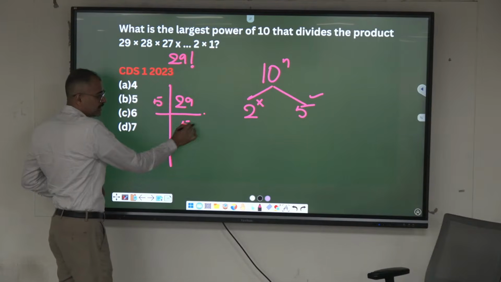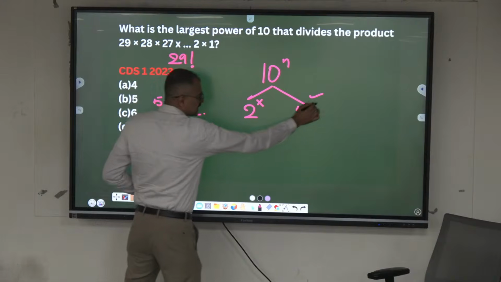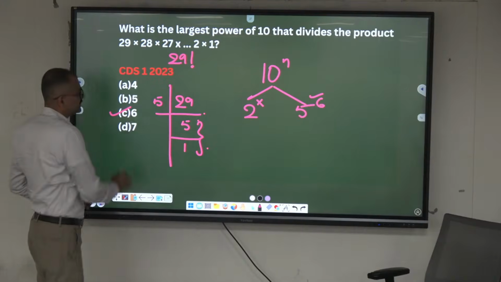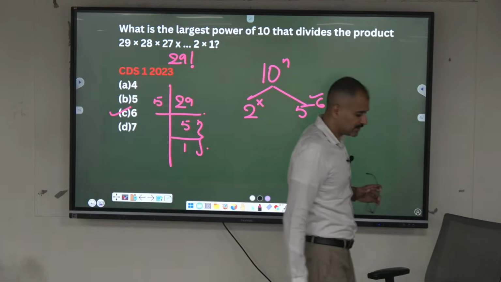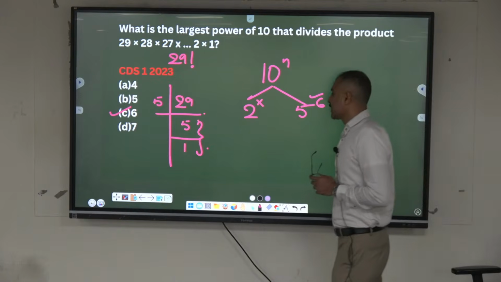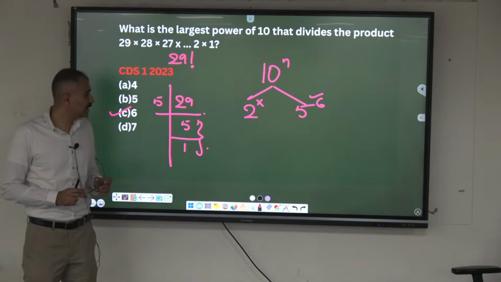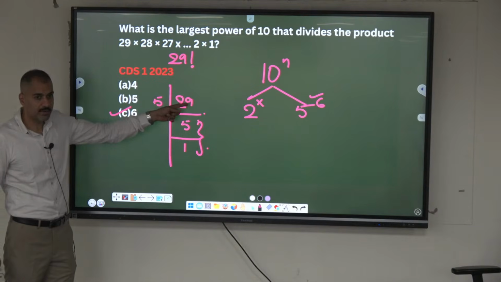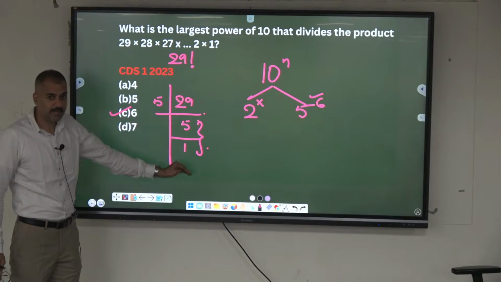How many times? 5 times. This is 1 time. Totally, how many 5s are there? 6. That's it. Remember, whenever there is a factorial, divide by the prime factors. 5 plus 1, 6. Ignore the remainder and keep on dividing. When you divide 29 by 5, there will be a remainder, but ignore the remainder and keep on dividing.